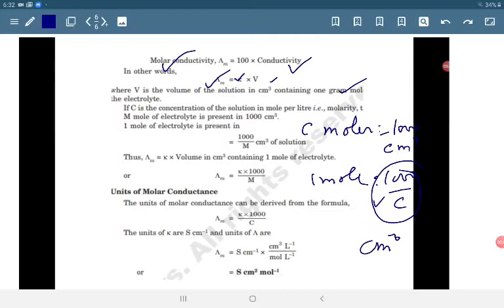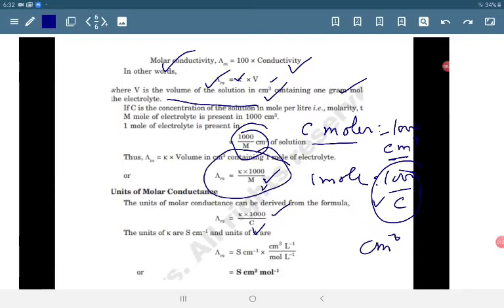So 1000 by C is the volume of solution containing 1 mole of electrolyte. So V may be replaced by 1000 by C, or maybe 1000 by M, because capital M is the molarity, and C moles are present in 1 liter of the solution. Molarity, by definition, is the number of moles present per liter of the solution. So we can derive this formula: lambda M is equal to kappa into 1000 upon M, where capital M is the molarity of the solution.